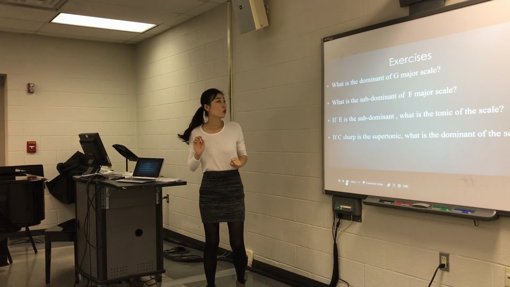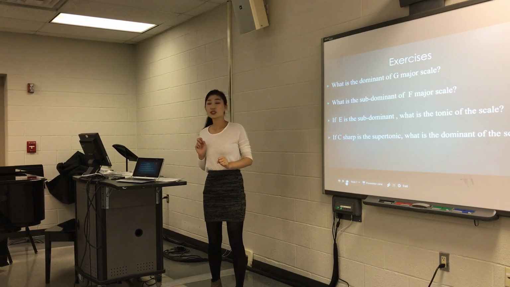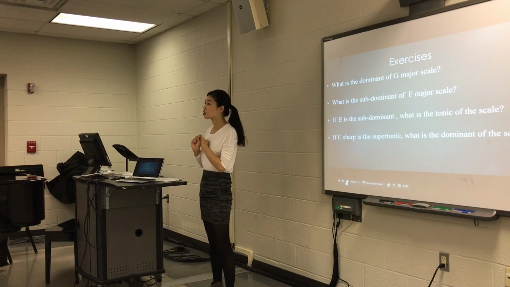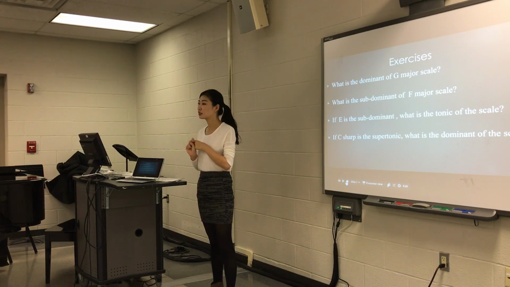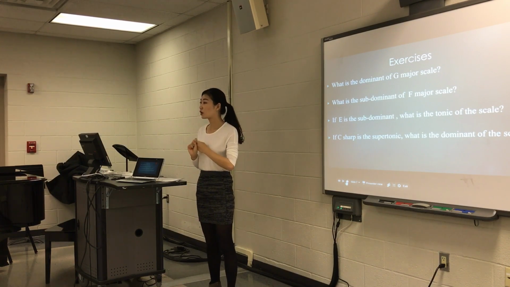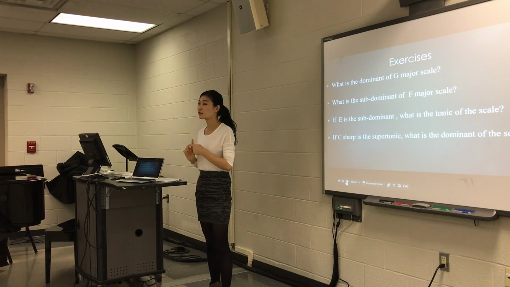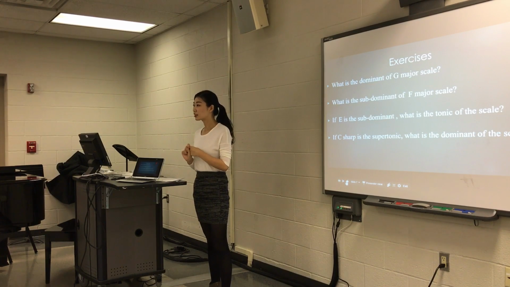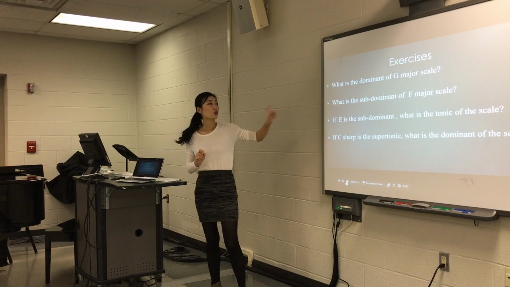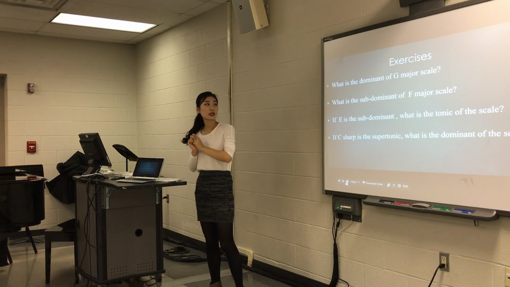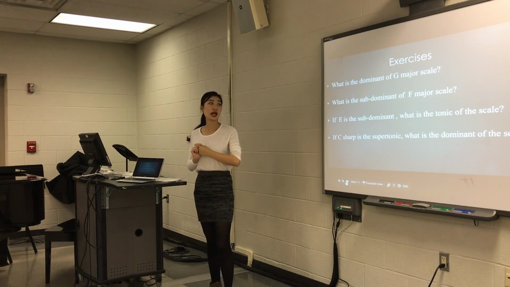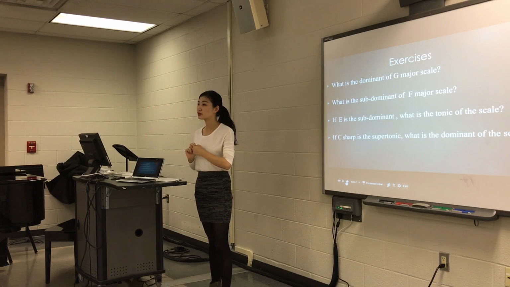First one. What is the dominant of the G major scale? So let's think first, what is the dominant note? Which scale degree? Which number? Five. Very good. Then we think about the G major scale. In G major scale, what is the fifth note? D. Very good. So the answer is D. Next one. What is the subdominant of the F major scale? Which note is subdominant? Very good. And in F major scale, the fourth degree is B flat.